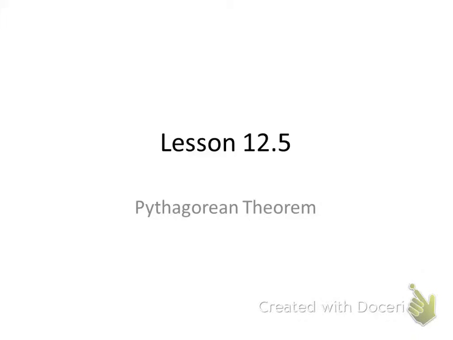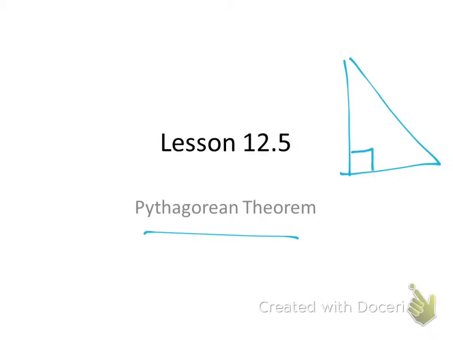Okay, what we're going to do today is lesson 12.5 and 12.6. We're going to start out with 12.5, which is the Pythagorean theorem. A lot of you have probably already heard about or learned the Pythagorean theorem before, especially if you took pre-algebra. What the Pythagorean theorem does is it gives us a formula to find the side lengths of a right triangle.